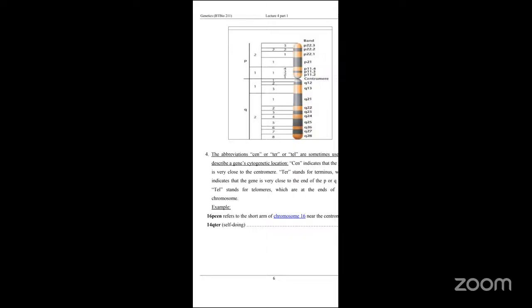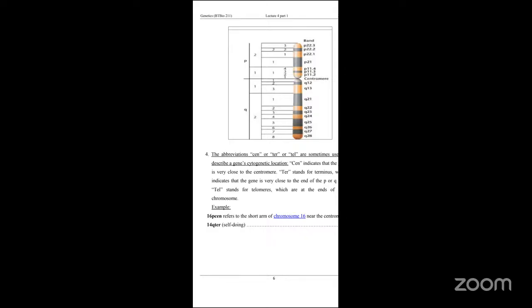So, for example, if you have 16p CEN, 16 is the chromosome number, that means chromosome 16. P represents the short arm, and CEN is nothing but centromere. So we can say that it refers to the short arm of chromosome 16 near the centromere. These are the different abbreviations that we use: CEN is near the centromere, TER is near the terminus, and TEL stands for the telomere. Like that you have to identify and say it.